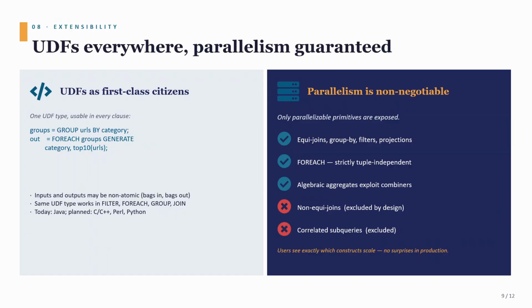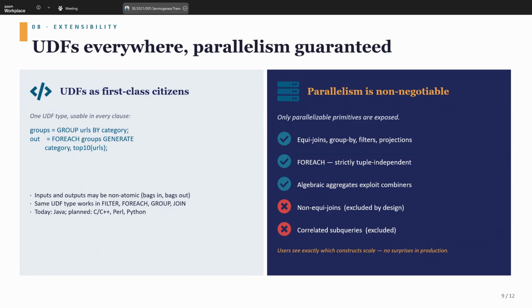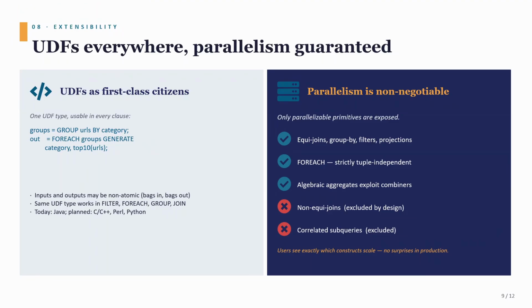For example, in the script, the top 10 user-defined function is used inside a foreach statement to generate the top 10 URLs for each category. Another important point is that Pig supports non-atomic inputs and outputs. That means a UDF can work not only with simple values, but also with bags and tuples, which makes it powerful for large-scale analysis. The slide also highlights that parallelism is guaranteed in Pig.